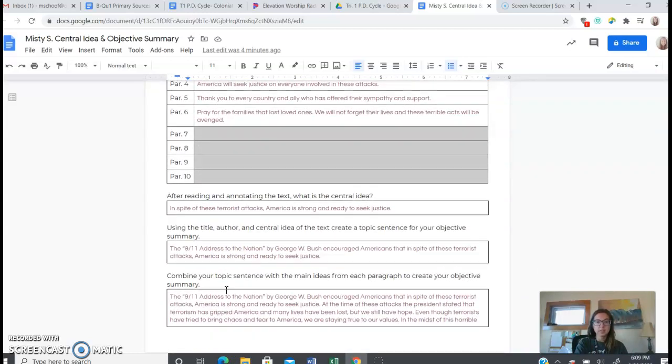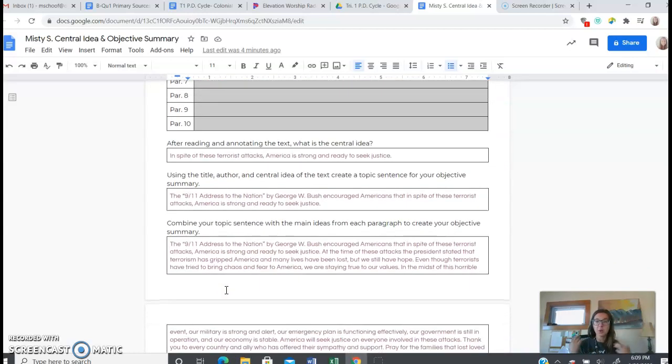So after reading and annotating the text, think about what is the central idea. So in this case, what was George W. Bush trying to share with the American people? And I believe that he was saying, in spite of these terrorist attacks, America is strong and ready to seek justice. Then you just kind of take this next step here.